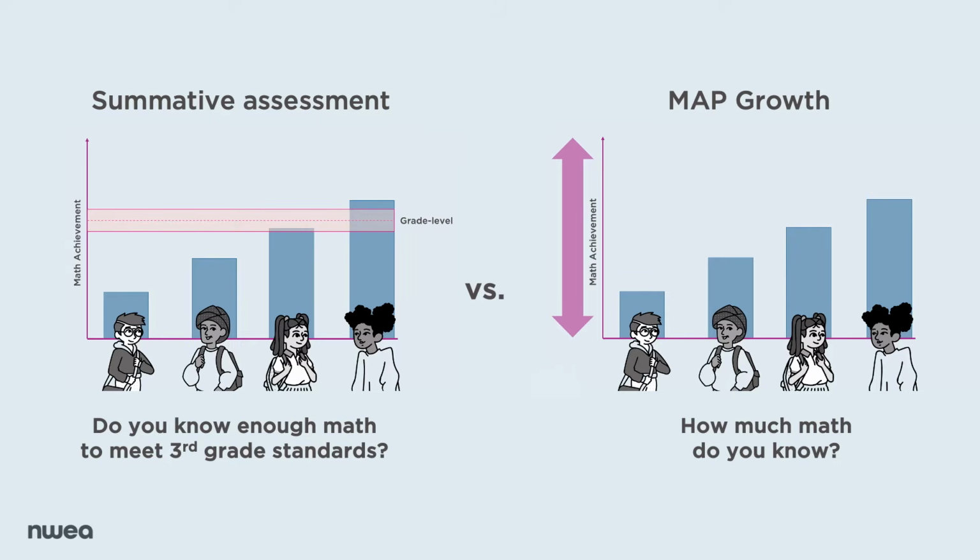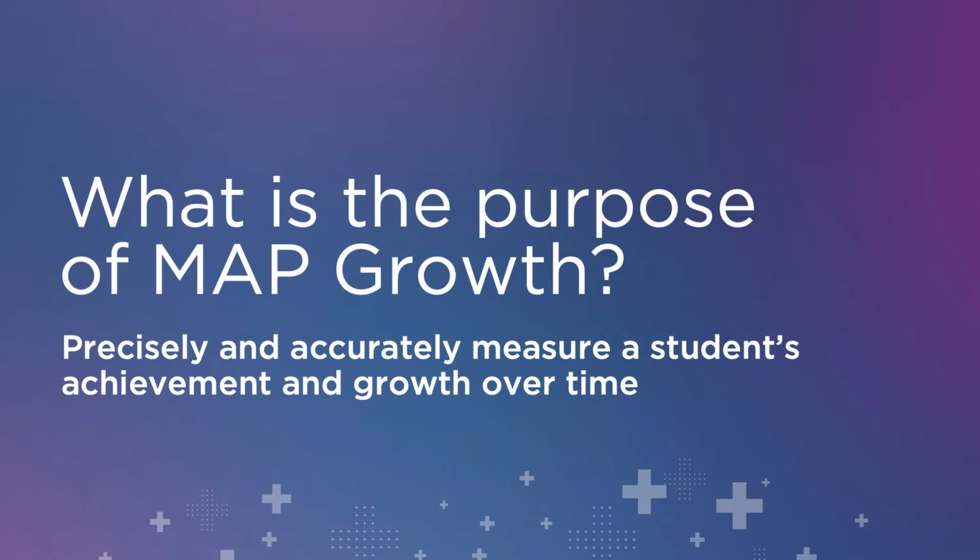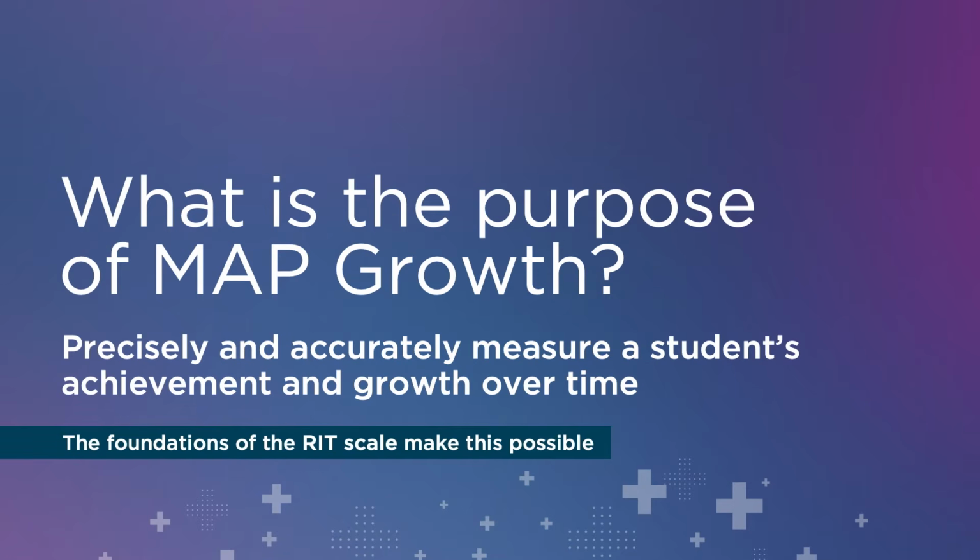And this is the key difference. Instead of asking, do you meet the standard, a yes-no question, MAP Growth asks, how much do you know? And this requires meeting students wherever they are. Being able to do this, meet students where they're at, regardless of grade level, and still accurately and precisely measure their achievement, is all made possible by the RIT scale.